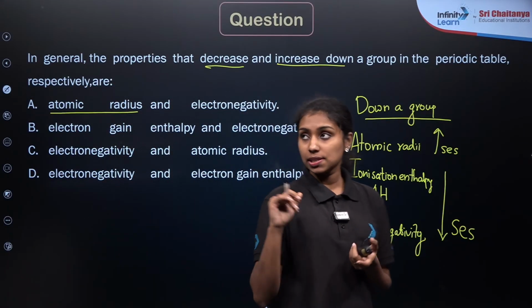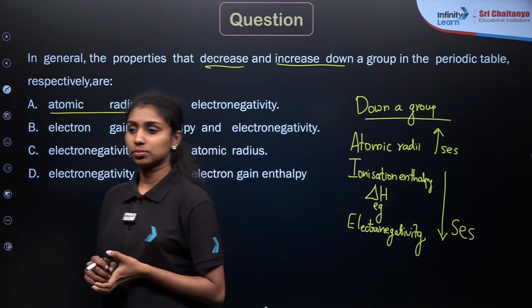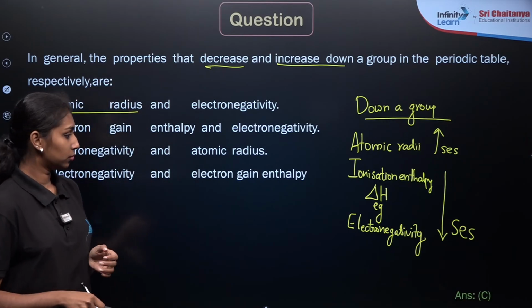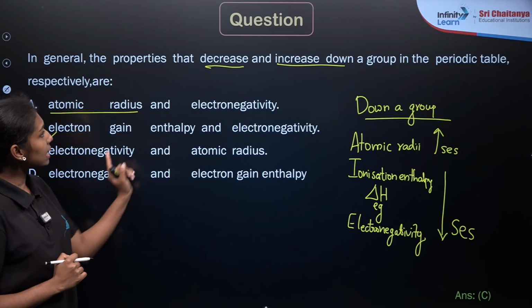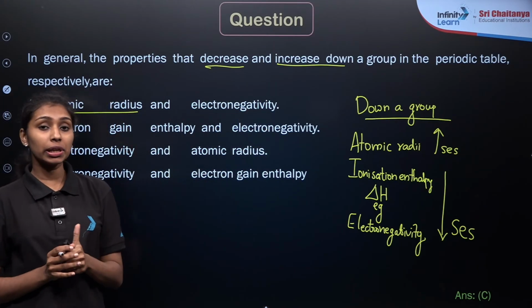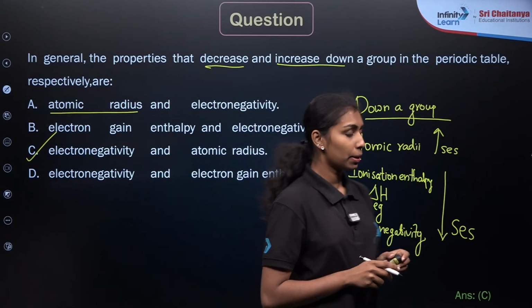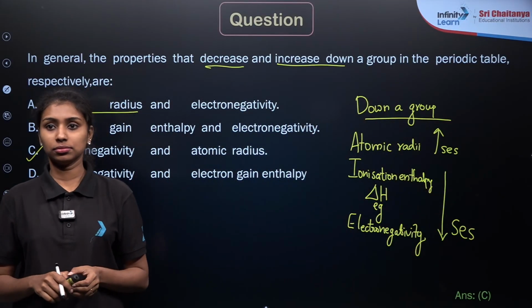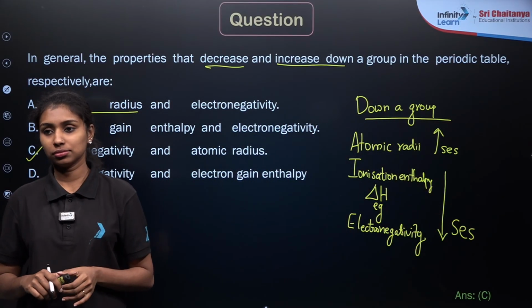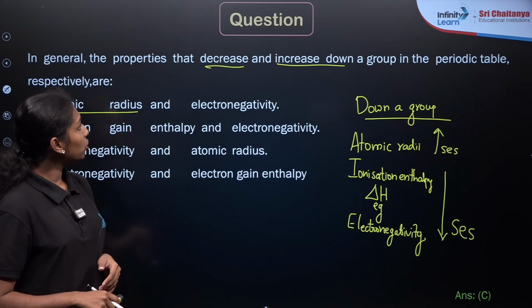So what will be the correct answer for this question? It will be option C, right? Electronegativity decreases down a group and atomic radius increases down a group. So option C will be our correct answer. Okay, I hope you understand. Now we are moving to our next question.